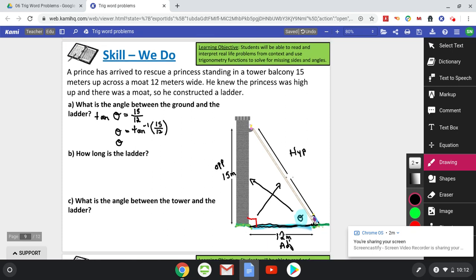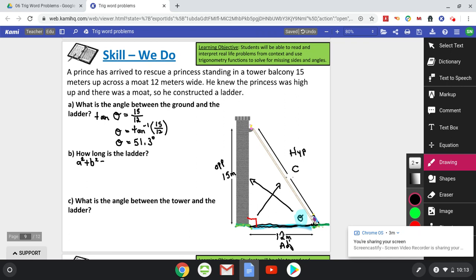Using a calculator, I was able to obtain that the measure of the angle is 51.34, which I will be rounding to 51.3 degrees. This takes care of part A. Part B, how long is the ladder? If we look at the triangle formed by the picture, we have a right triangle, we have two of the sides, and we're missing the hypotenuse. We're missing side c. Therefore, I will be using the Pythagorean theorem to solve this one.